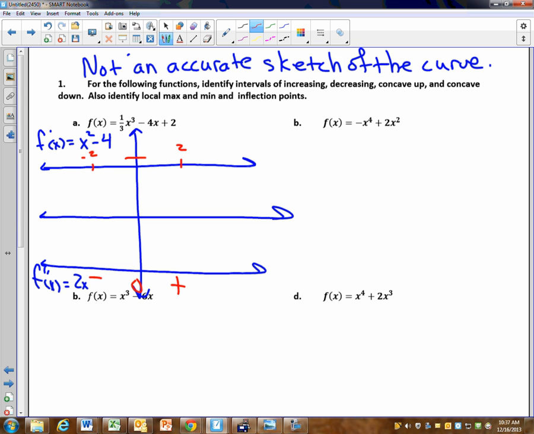What's the number to the left of negative 2 you can plug in? Negative 3 squared is 9 minus 4, 5. So it's positive. That tells us the function is increasing. Okay? What's the number to the right of 2 I can plug in? 3 squared is 9 minus 4, that's positive. So again, the function is increasing there.